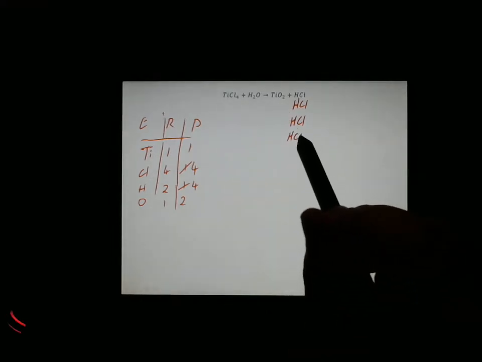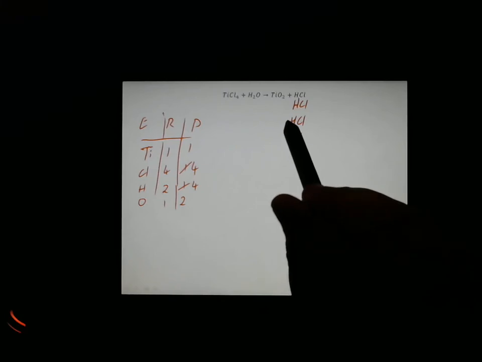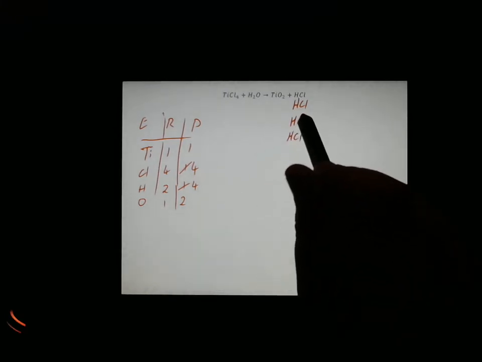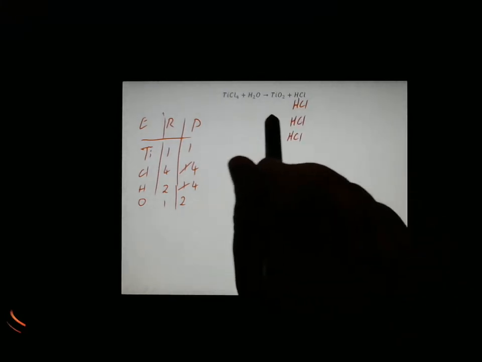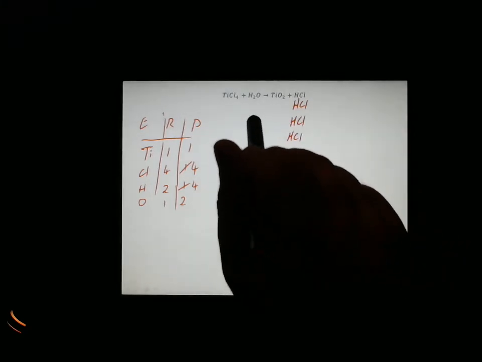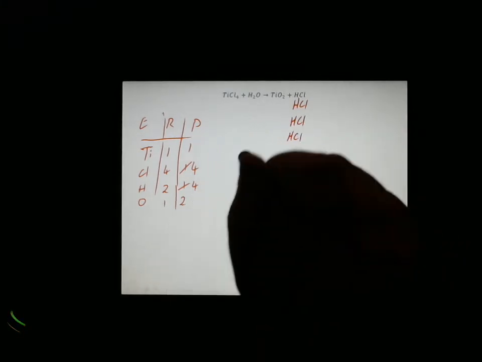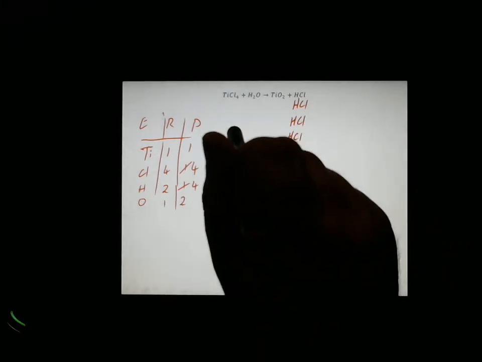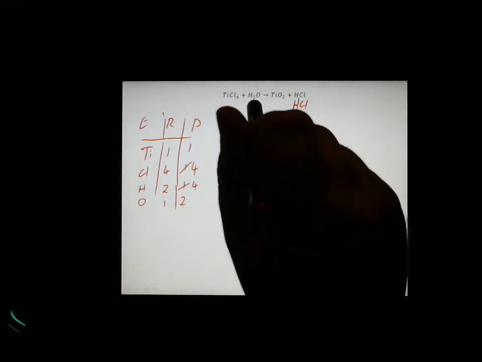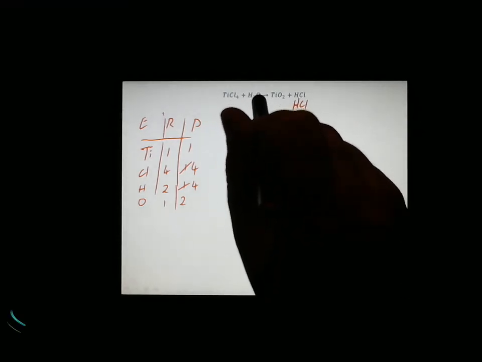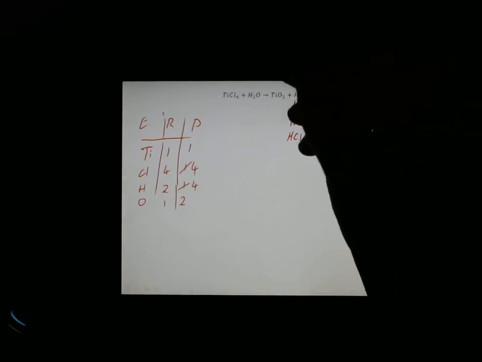Let's go with the hydrogens, because the hydrogens now have more on our product side than on our reactant side, and the oxygen also has more on the product than the reactant. So if we mess around with our hydrogen here, we can see it's also attached to the oxygen. That might fix our problem.